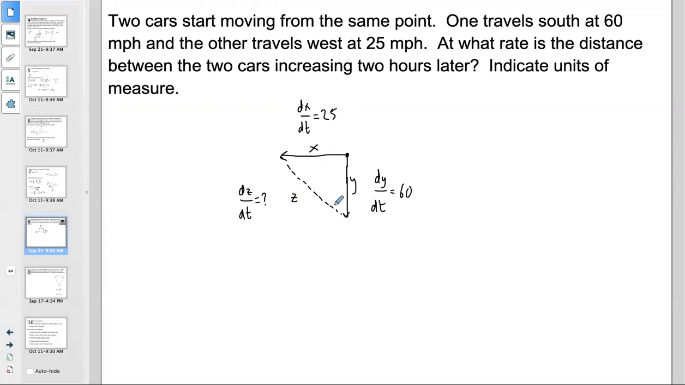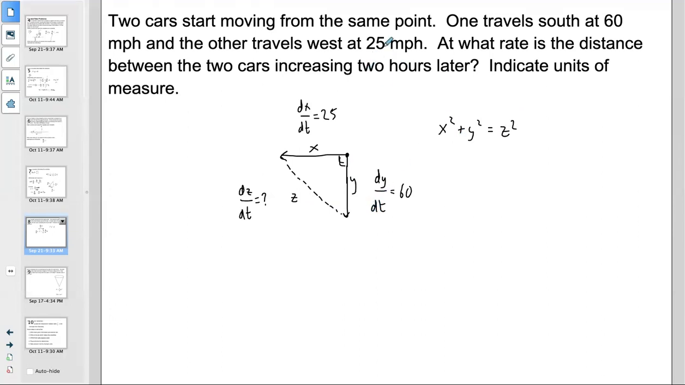So I've done this, and now I want to set up an equation that relates x, y, and z. All three of these are changing. And I know since this is a right triangle, since south and west are 90 degrees apart from each other on the compass, that x squared plus y squared equals z squared relates all of those.